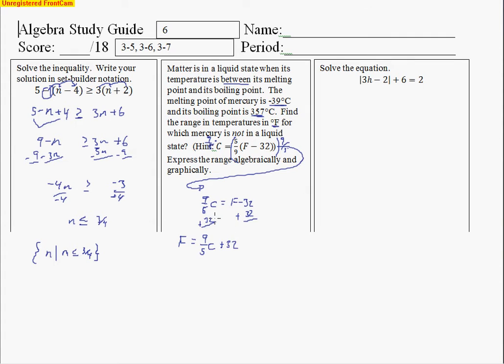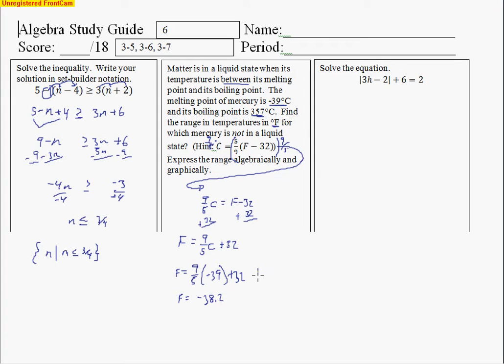So now I can take those values that I have here, -39, and plug it in for the C value. Let me go ahead and do that. I have Fahrenheit equals 9/5 times -39 plus 32. When I do all this work, I end up multiplying 9 times -39, divided by 5, plus 32, which ends up equaling -38.2.